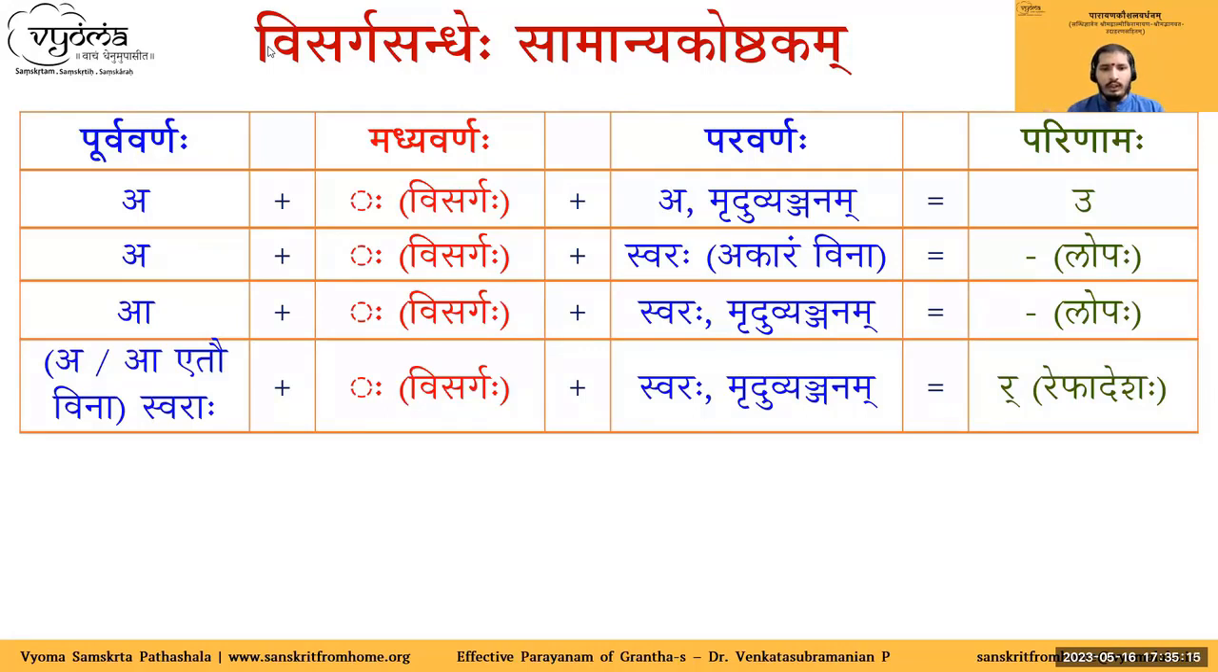Mridu, here also swara includes all the swaras. There is no restriction on this swara. So if we have any swara or any Mridu Vyanjana on the right hand side, we get Rebha as the Adesha.